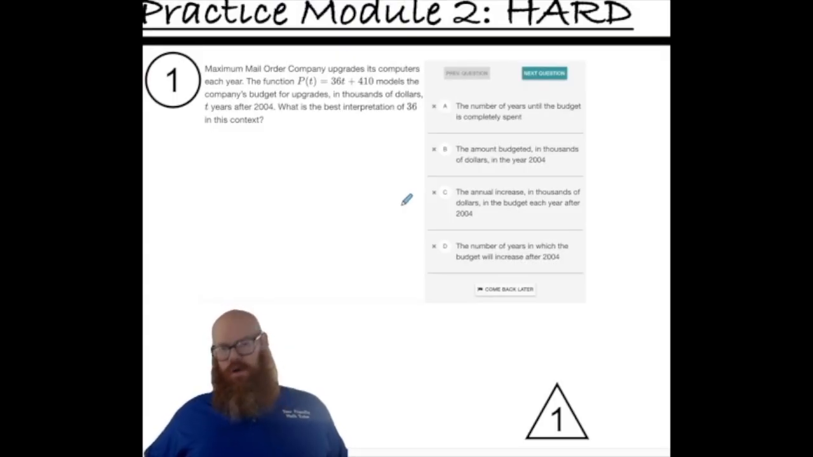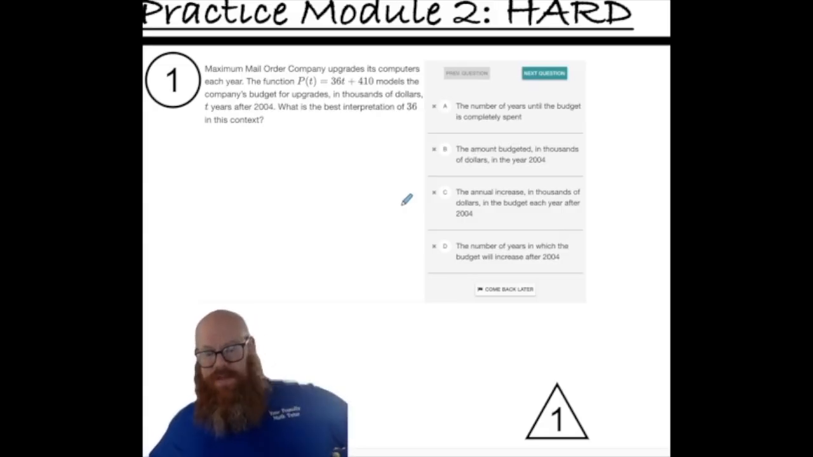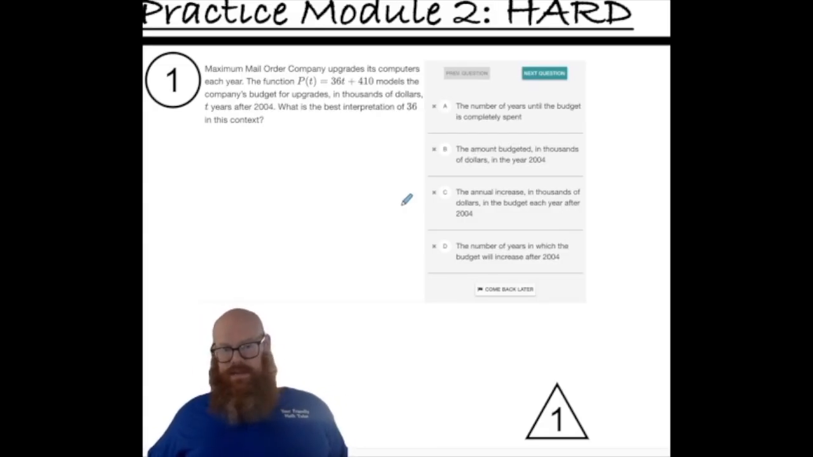This is the hard section. The first video was Module 1, and typically if you get more than around the 14, 15, 16 range, you're going to get the hard module. So this is always our goal. We need to get to this hard module to really have a high score. So now I'm going to work through a hard module.